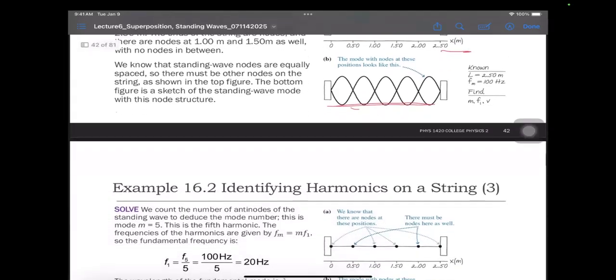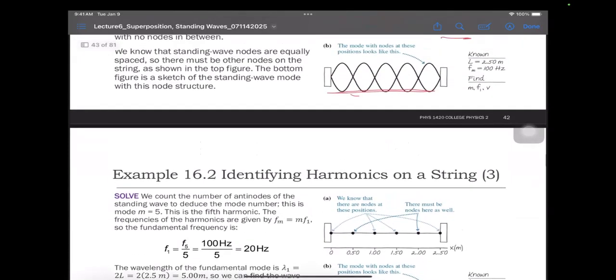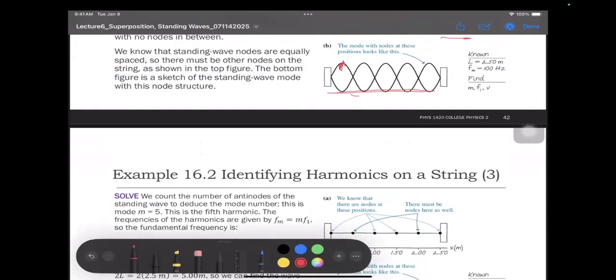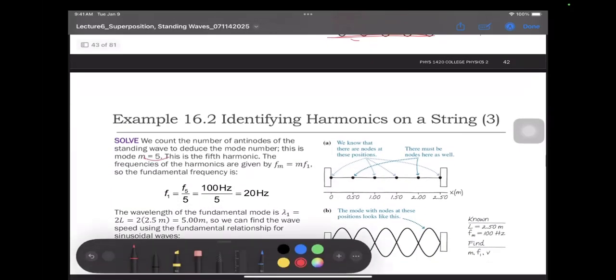We sketch it, and we count the number of antinodes of the standing wave to deduce the mode number. You can see the mode number is just the antinode number: 1, 2, 3, 4, 5. Am I right? So the mode number is 5. This is the fifth harmonic. The frequencies of the harmonics are given by this formula. Let's talk about the fundamental frequency: f1 equals f5 divided by 5.